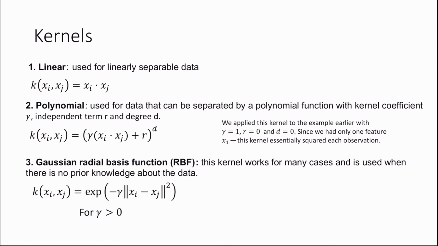And lastly, we have the Gaussian radial basis function, or RBF, and this kernel works for many cases and is used when there is no prior knowledge about the data. So for this kernel, we do e to the power of minus gamma times the Euclidean distance of xi minus xj, squared. And this is for gamma bigger than 0.